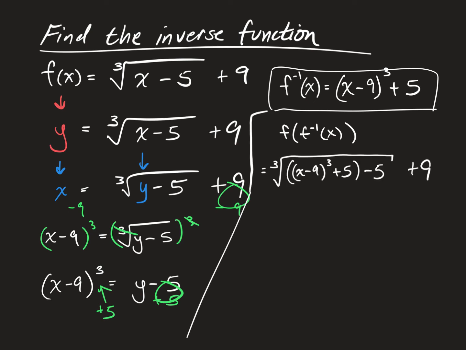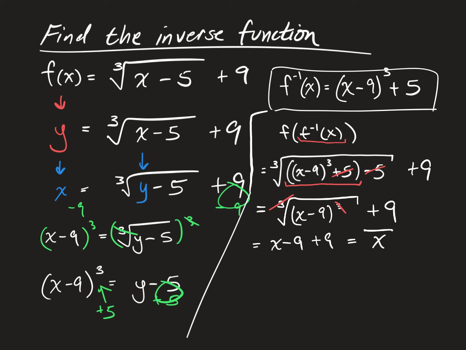And just so you can see it again, here is the inverse function substituted in for x in the original function. Cool. So from here, we can do some canceling. You can see that the +5 and the -5 will cancel. That'll leave us with the cube root of x minus 9 cubed plus 9. From here, the cube in the cube root will reduce, leaving us with x minus 9 plus 9, which is just x.